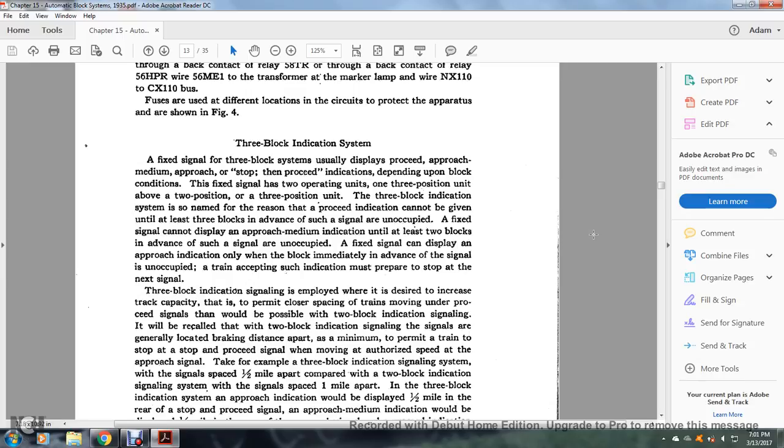The fixed signal cannot display approach medium indication until at least 2 blocks in advance are unoccupied. The fixed signal can display approach indication only when the block immediately ahead is unoccupied. The train accepting such an indication must prepare to stop at the next signal.